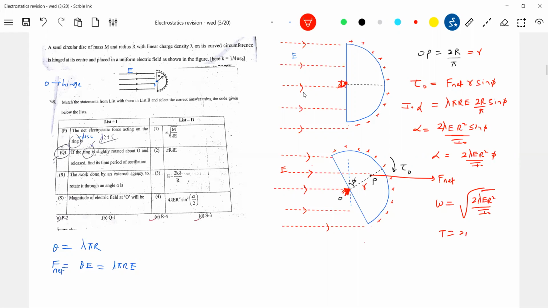Now the time period is given by 2 pi by omega. That I naught, moment of inertia, has to be calculated. What is I naught? Moment of inertia of the semicircular disk here. So I think I naught should be equal to how much? M r square by 2 only.